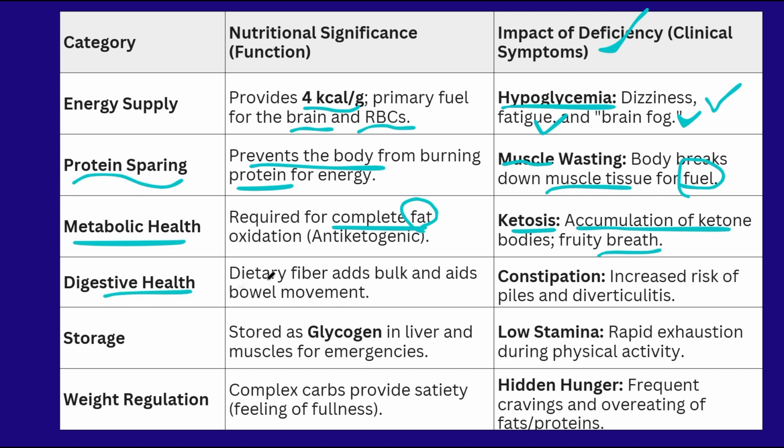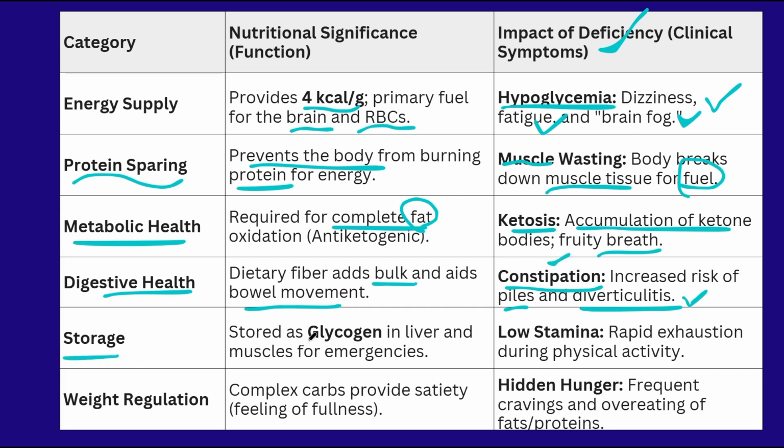The digestive health. Carbohydrates are important to provide bulk. That means they act as fibers for the movement of bowels, leading to easy removal of waste from our body. If there is less fiber, it can lead to constipation, which can lead to severe conditions like diverticulitis and piles. These are the disorders which can be caused due to constipation.